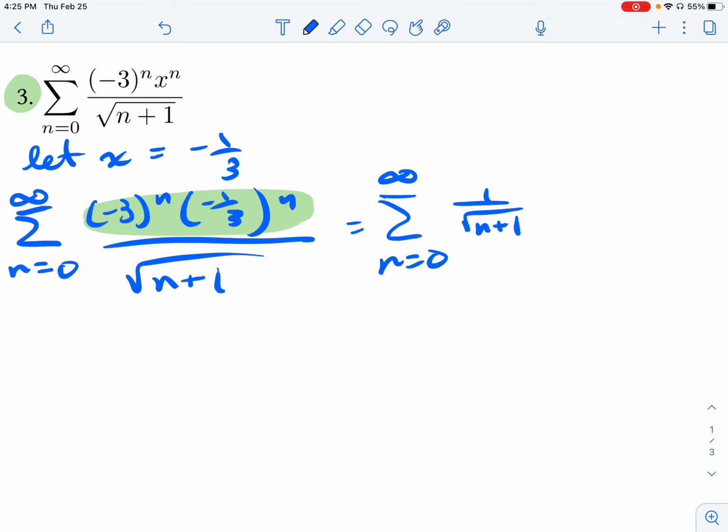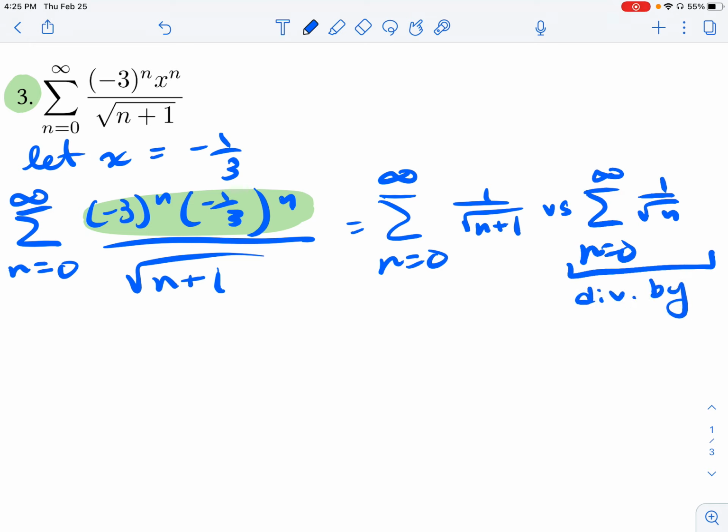What would make a good helper series here? I would want to compare that to 1 over root n. And what do we know about this series here? This series diverges by the p-series test, because our p-value is equal to 1/2, which is less than 1. Therefore, our helper series diverges.